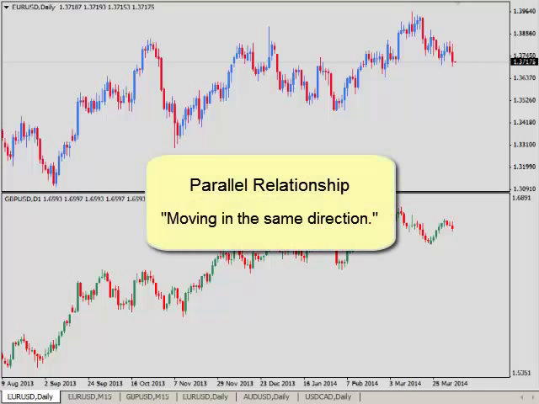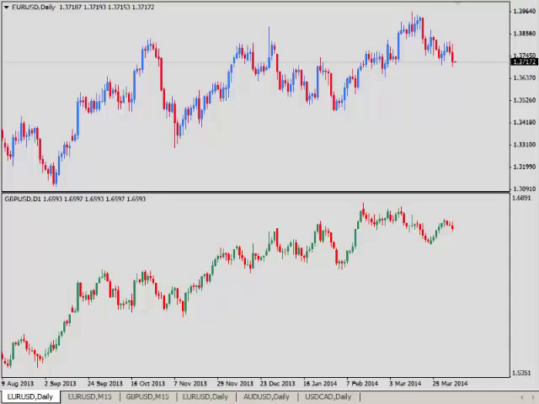Parallel relationship, as it implies, parallel means they're moving in the same direction. A good example of that is to take a look at the euro dollar and the pound dollar. We can see in general they have a tendency to move in similar direction. Now there are going to be times where there may be some economic event in the marketplace and we'll get a strong move in one over the other.